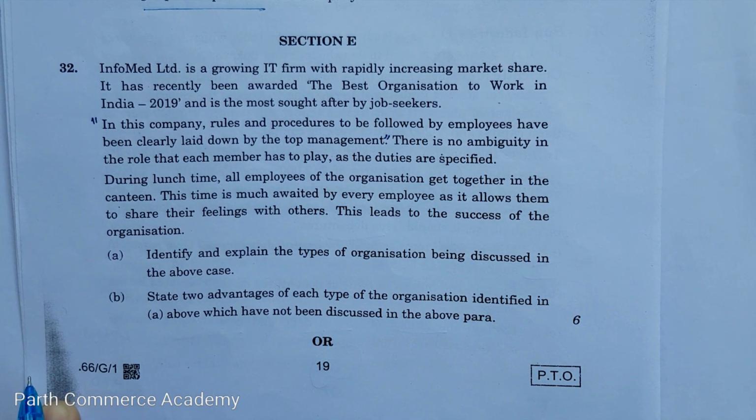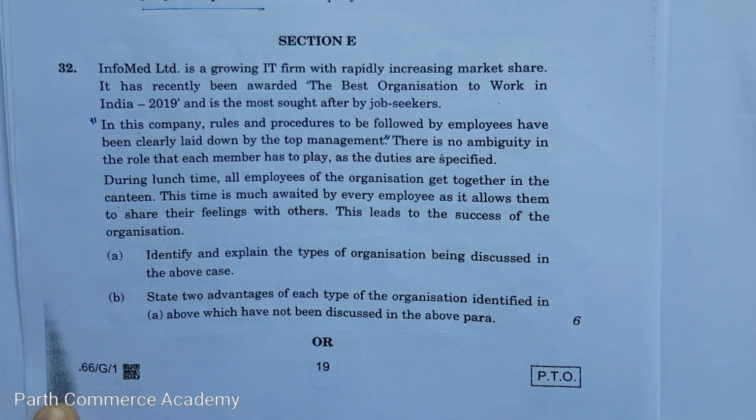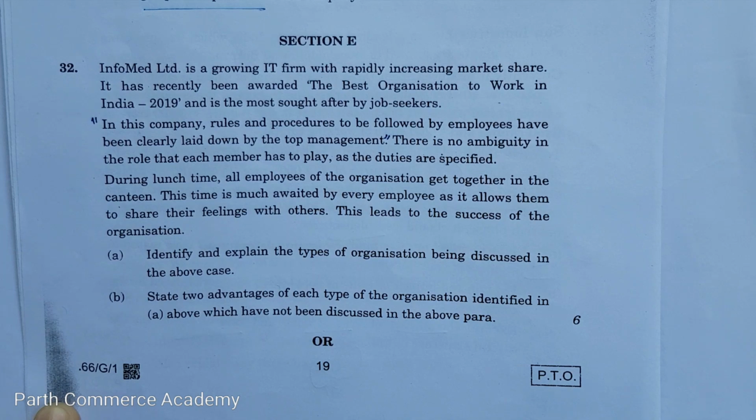All right, so here they are talking about one organization where the environment is very nice. So we have to identify which type of organization they are talking about. Well, here they are talking about two organizations. One is formal organization and other is informal organization.